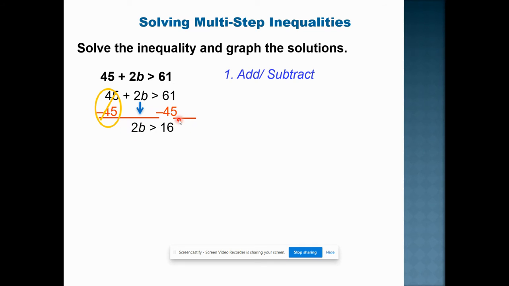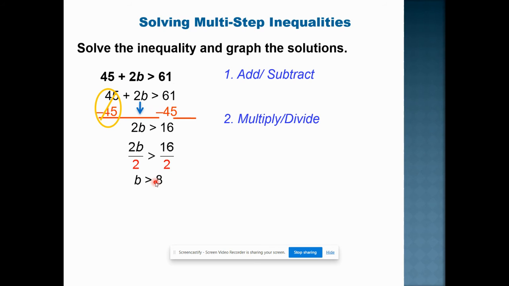Now we have to divide or multiply because we have to undo everything. We want the variable to be isolated. Since 2 is being multiplied by b, we're going to have to divide by 2. That leaves us with b. And whatever we do to one side, we have to do to the other. So 16 divided by 2 is going to leave us with 8. So this is our inequality.